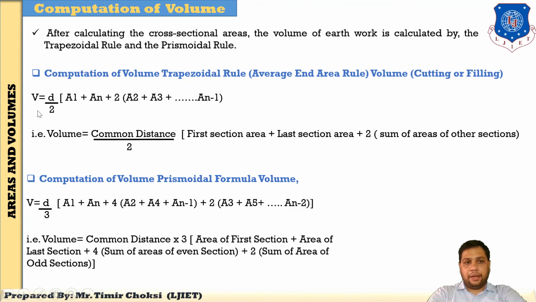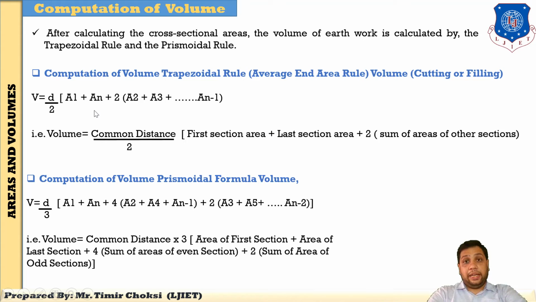Remember that volume V equals D by 2, where D is the common distance, times the first section area plus the last section area plus 2 in bracket, the sum of the other areas. I repeat: volume equals D by 2, common distance divided by 2, first section area plus last section area plus 2 in bracket, sum of the other section areas.